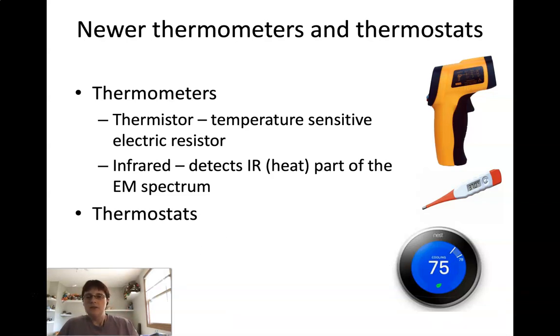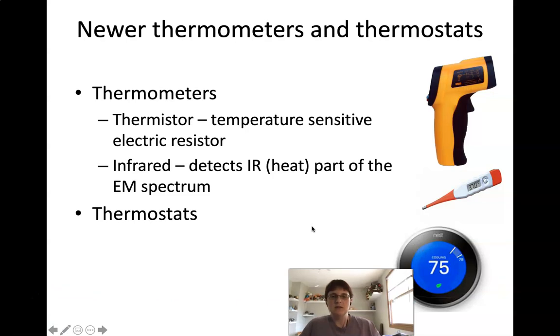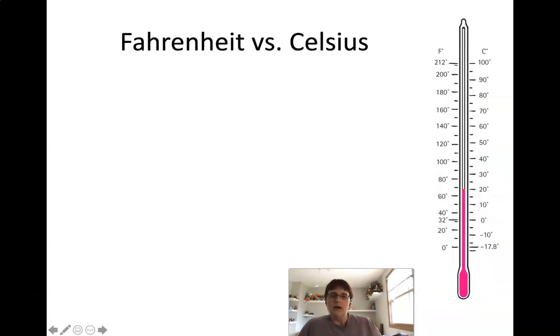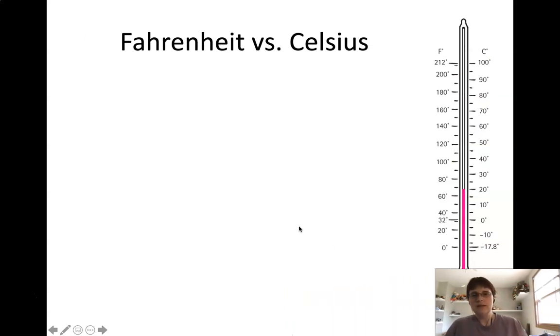We also have thermostats that are a little different. So our thermostats look a little more like this. These guys contain the thermistors as well. So they have the same sort of technology as our thermometers. So they no longer use those bimetallic strips and mercury vials. Okay, so that's information about thermostats and thermometers.